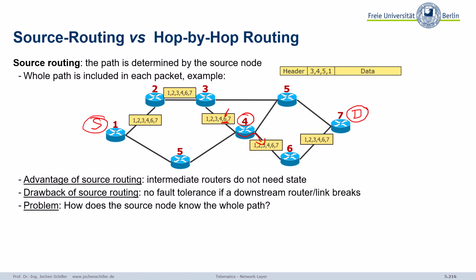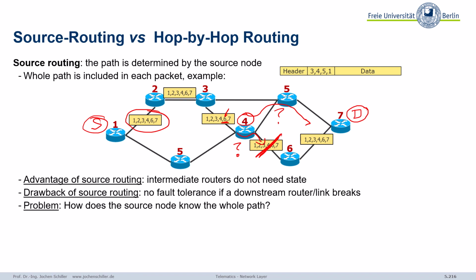But what about fault tolerance? What happens if the downstream router breaks or link doesn't exist? Then what should you do? If this link doesn't exist anymore, then what to do in router number 4? You cannot then reroute via 5 to 7. Doesn't work. And sure, the question is, how do we know this path?